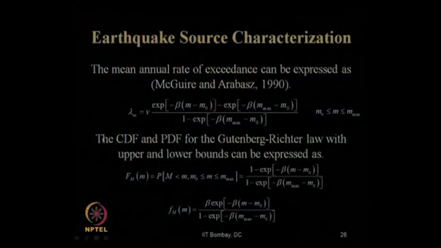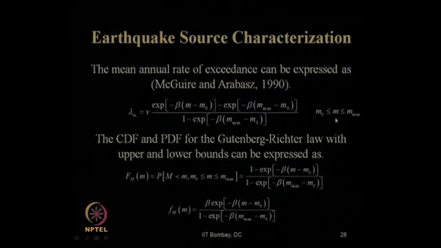Now, let us proceed further to earthquake source characterization through this value of mean annual rate of exceedance, that is lambda m, which is now expressed as per the McGuire and Arabasz 1990 equation, as given by this expression. As I have just mentioned, what is the range of applicability of this magnitude m? That should be within m max and m naught, right? That is what it means. So, this equation is applicable for this range of m.